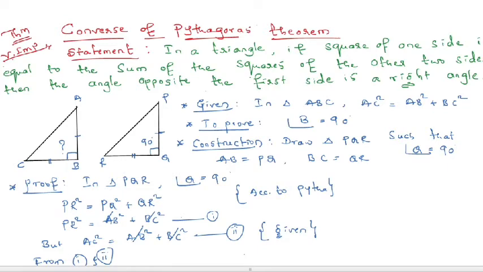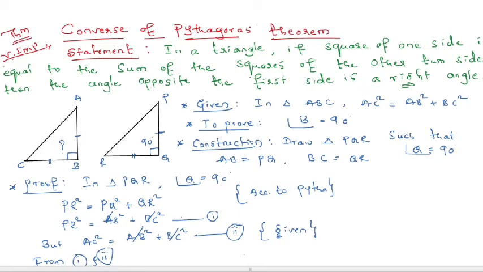Now, proof: in triangle PQR, angle Q is equal to 90 degrees. So, according to Pythagoras theorem, we can write the square on the hypotenuse, that means PR square is equal to PQ square plus QR square. In construction, we know that PQ is nothing but AB. So, PR square is equal to AB square plus BC square. Call this equation number 1. But also we know what is given: AC square is equal to AB square plus BC square. Call this equation number 2.